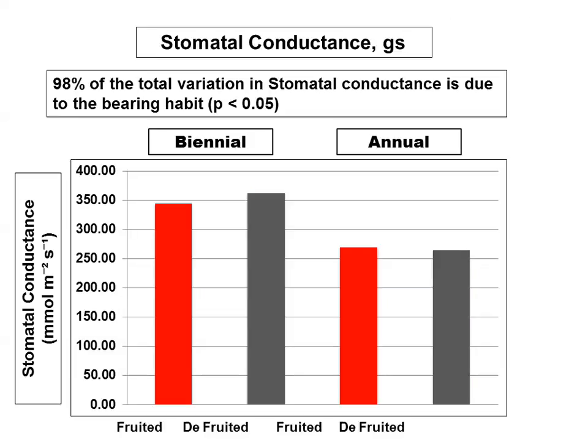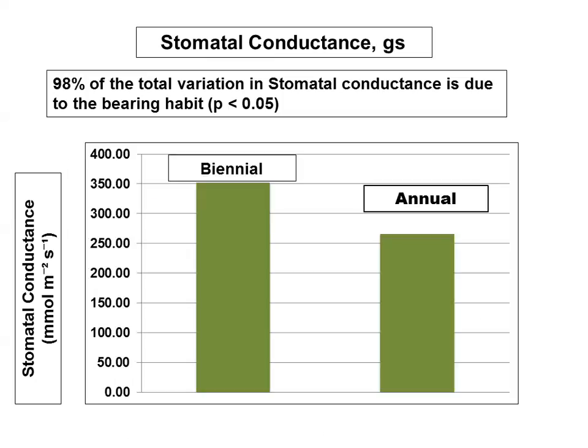For the stomatal conductance, fruited and defruited in biennial and fruited and defruited in annual are not different from each other, but the biennial is different from the annual. What does this mean? Between the biennial and the annual, 98% of the variation is due to bienniality.